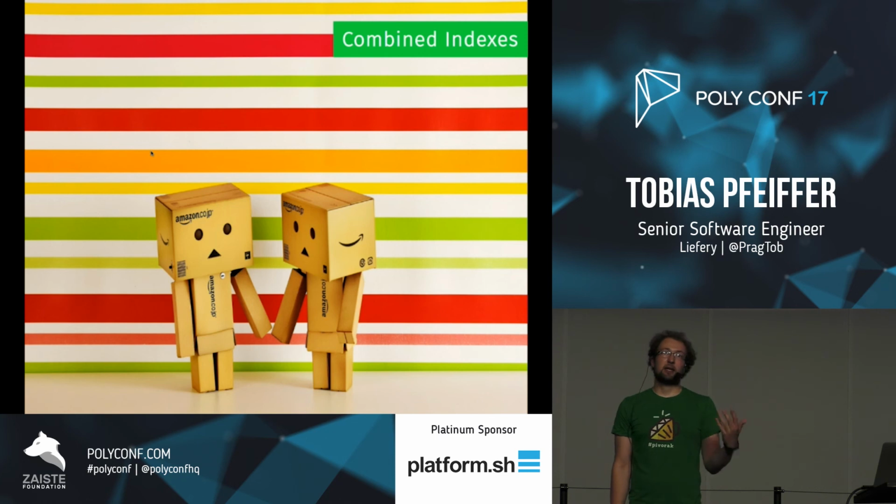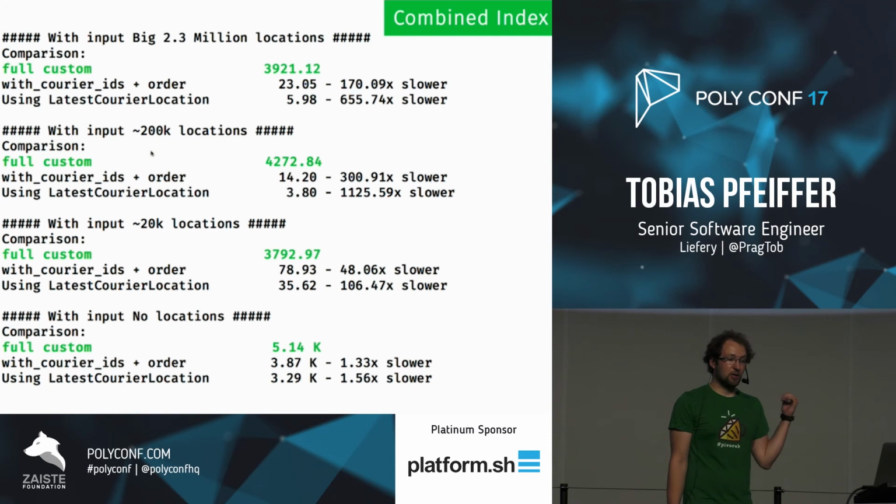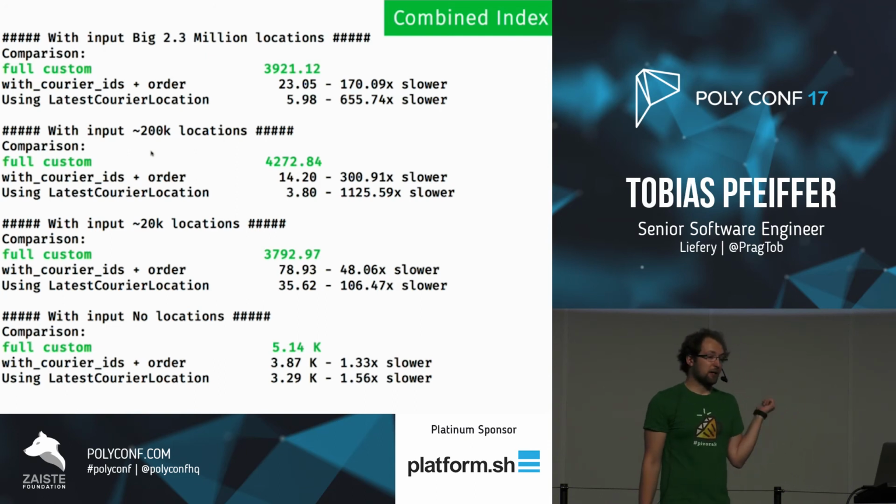The fix is rather easy. I created a combined index of courier ID and time, so it can actually use both. So, another benchmark, and now we can see that our full custom version is by far the fastest one for every single scenario that I created and put up here.